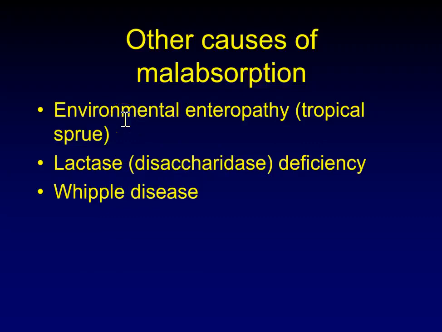Environmental enteropathy, also called tropical sprue, is actually very prevalent in tropical countries. It's a common cause of malnutrition in infants and failure to thrive. The basis is poorly understood, and it has not been that well studied despite its prevalence. Histology is really non-diagnostic.